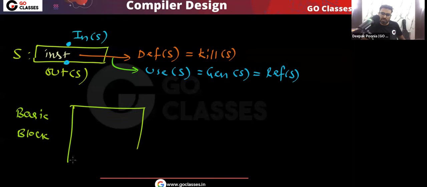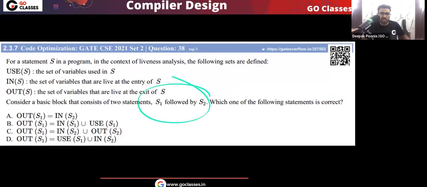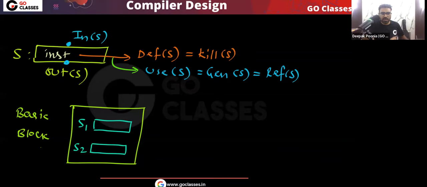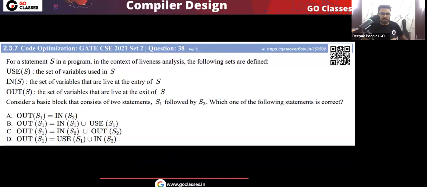In this basic block there are two statements, s1 followed by s2. There is a statement s1 which is immediately followed by s2. Very simple. Now the question is asking for some relationship involving out of s1.